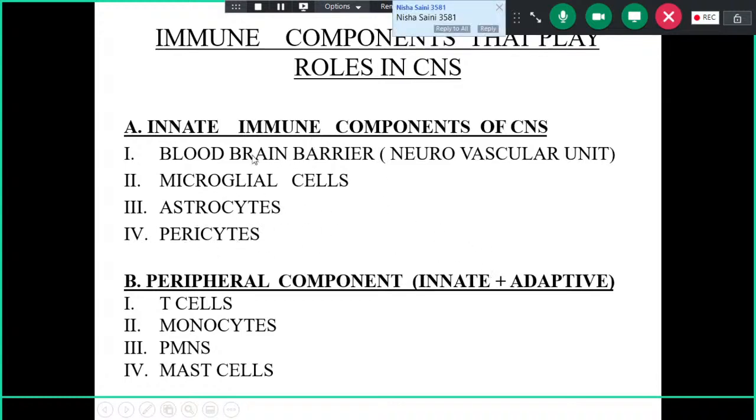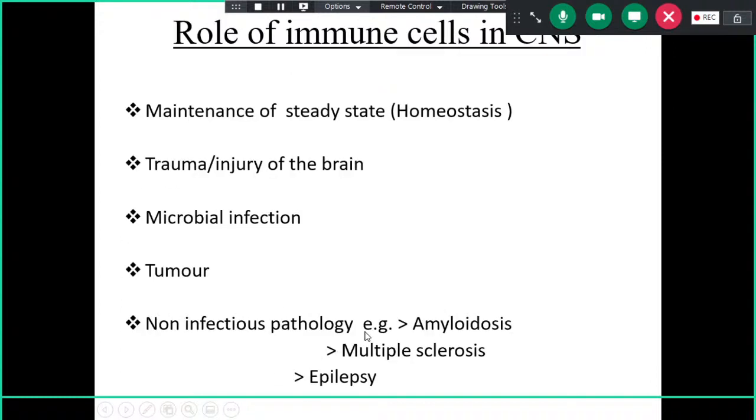If you compare the CNS immune component to the peripheral component, you already know that the peripheral component is composed of the innate as well as the adaptive immune response, and these are the T cell, B cell, mast cell, monocyte, etc., along with the humoral response as well as the adaptive immune response.